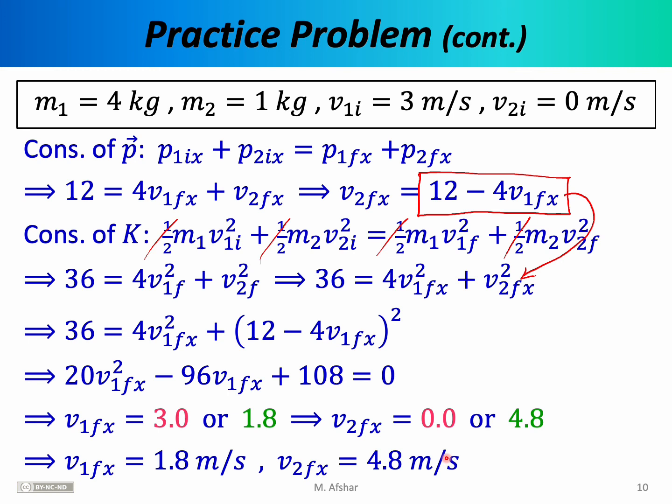In that situation, we don't really have a collision, we just have constant velocity motion, which is not at all interesting to us. So the very fact that we know a collision must have happened tells us that the correct answer must be 1.8 and 4.8.